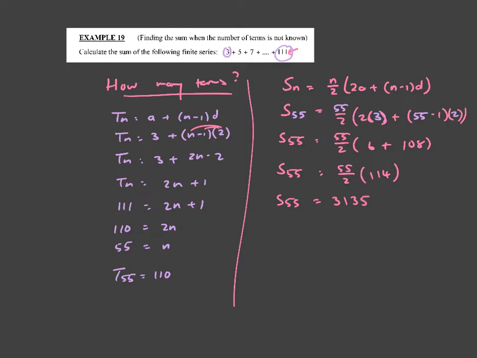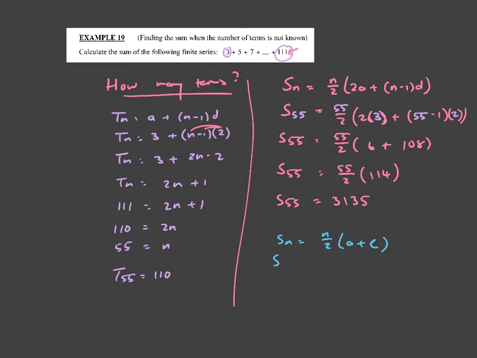3135. If we use the other formula, Sn is equal to n over 2, (a plus l). Let's see. In this case, you still needed to know how many terms there are, but there's a couple of steps that you can skip here.